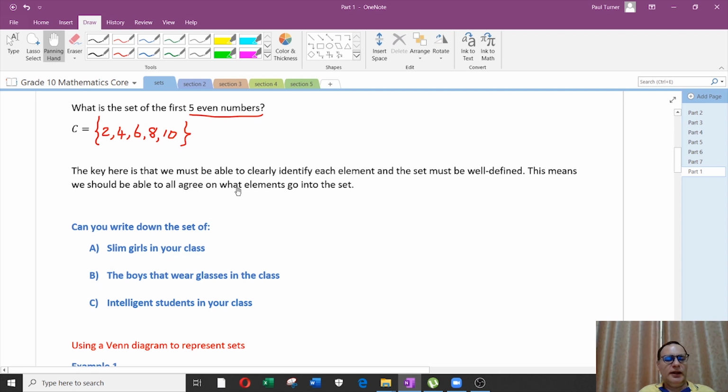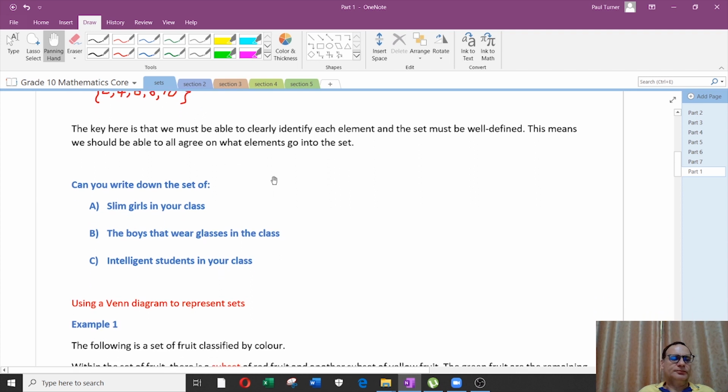Now we need to be clear here that the key is that we must be able to clearly identify each element, and the set must be well defined. This means that we should all be able to agree on what elements go into the set.